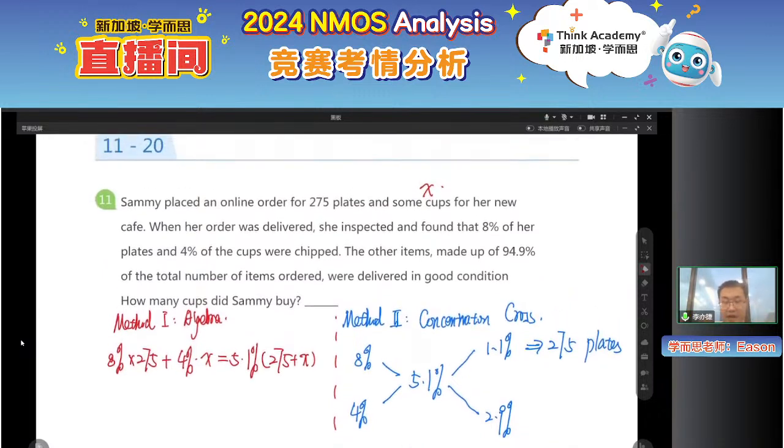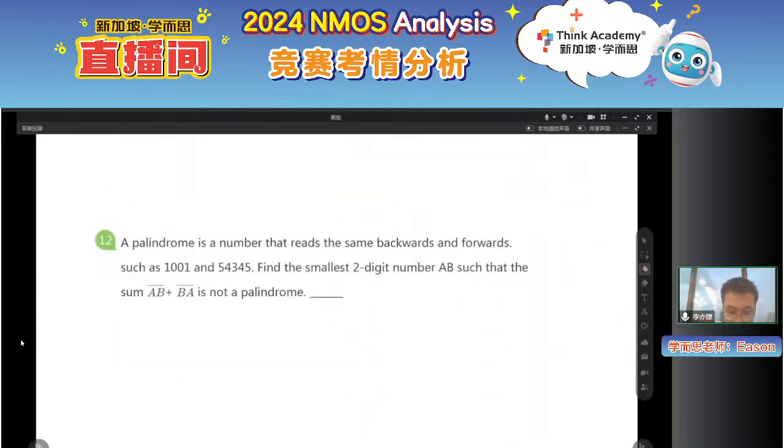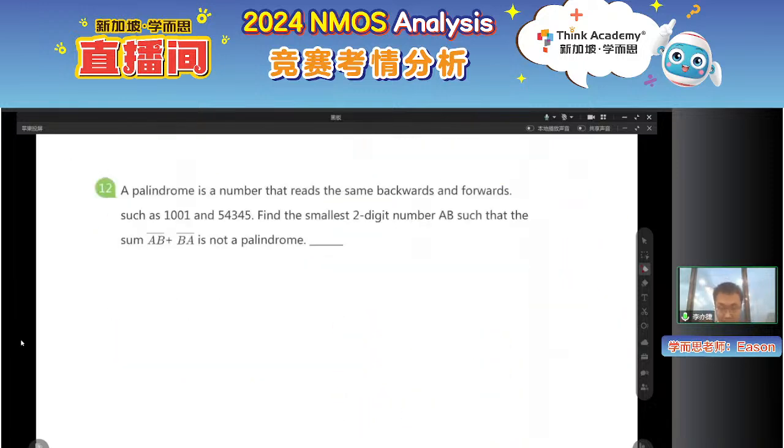Because you can use algebra, I treat it as an easy question, or maybe a normal question. Yeah, normal question. The calculation is a little bit complicated, right? So question 12. The sum of AB and BA is not a palindrome.